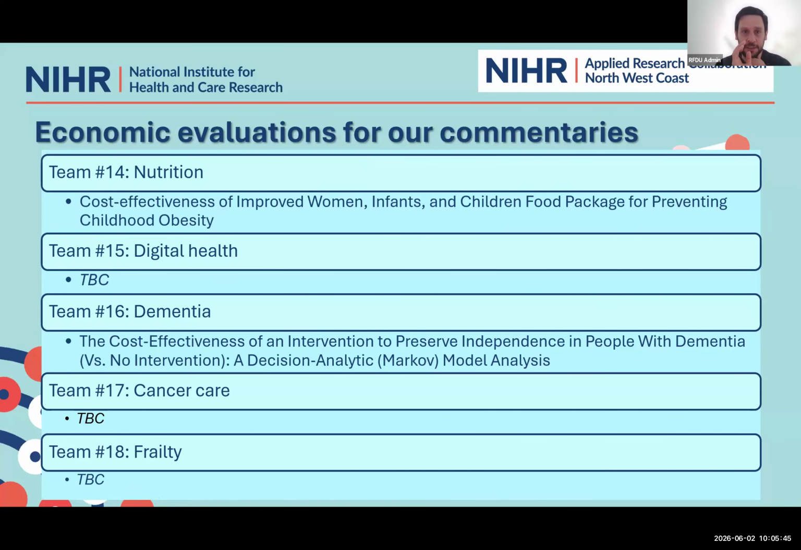In terms of the different teams, we have a definite decision for the nutrition team, which is led by Kath. So Kath's team will work on this economic evaluation, which is cost effectiveness of improved women, infants, and children food package for preventing childhood obesity. I made a decision for the dementia team, so we're going to look at the economic evaluation called the cost effectiveness of an intervention to preserve independence in people with dementia versus no intervention, a decision analytic Markov model analysis.